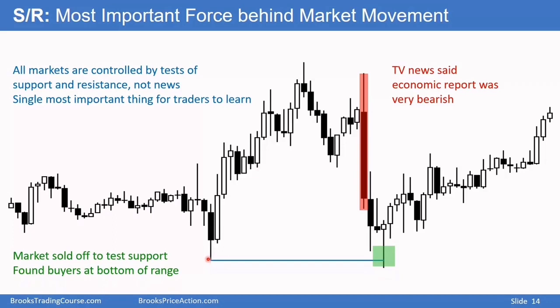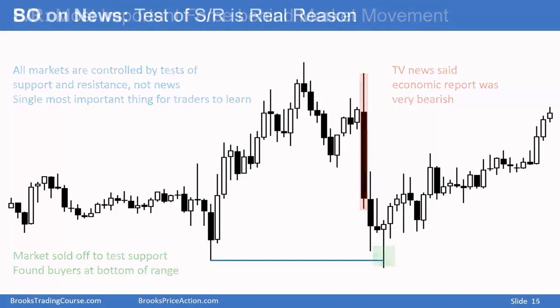It sold off to an area of a prior low. They bought here, we're down to that level again. They bought here, and they bought again here. They found buyers at the bottom of the range. What happened to the news? If this was due to news, what happened here? It's not news. It's the market in search of a fair range of prices.